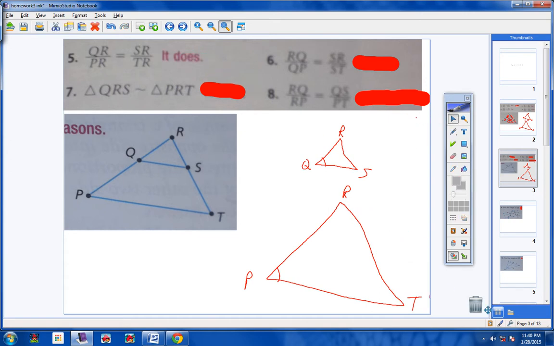Now it says to explain your reasoning. Okay, I would say this: the triangles are similar, thus corresponding angles are congruent. Lines are parallel. That's it. Triangles are similar, thus corresponding angles are congruent, thus lines are parallel. That's simple. Okay, number 6, we have RQ over QP equals SR over ST. Alright, now let's think this through for a second.